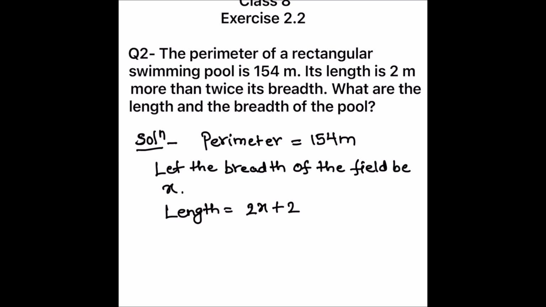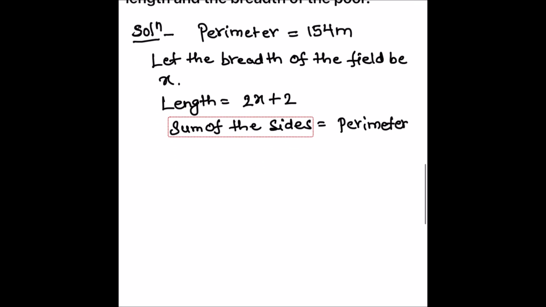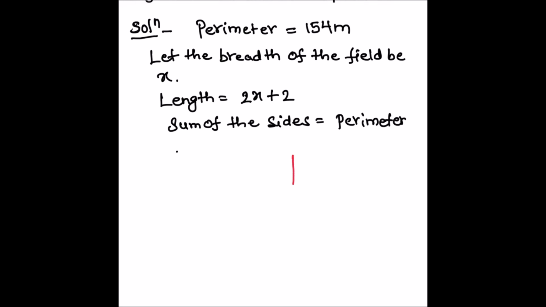Now we'll use the perimeter of the field to find the length and breadth. We have been given that the perimeter is 154 meters and the perimeter is the sum of the sides. So let's first draw a rectangle. This is our rectangle. Its length is 2x plus 2 and breadth is x. So that's also 2x plus 2 and this is x, because the opposite sides of the rectangle are equal.